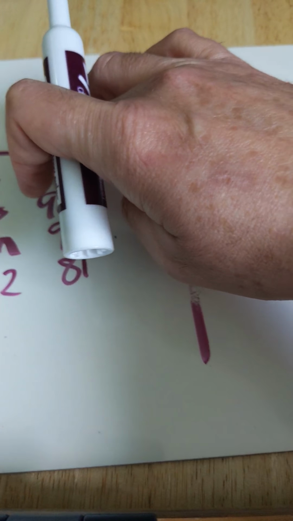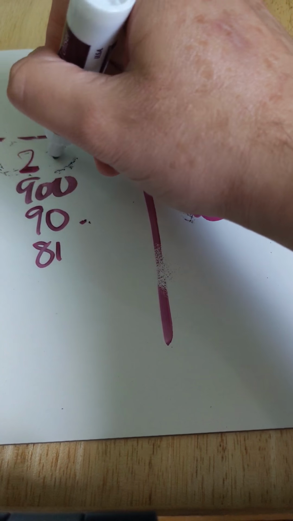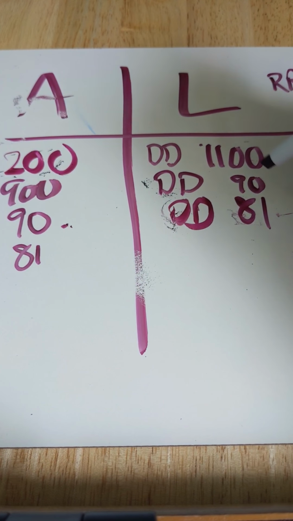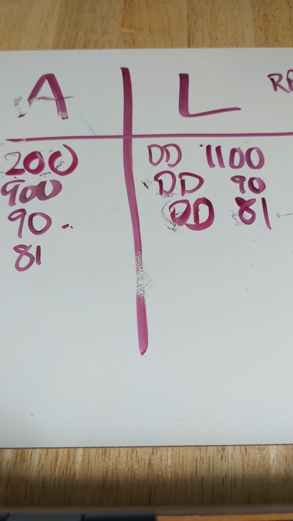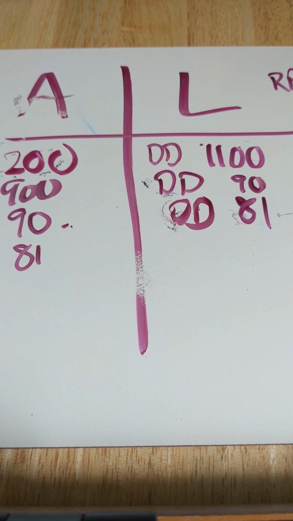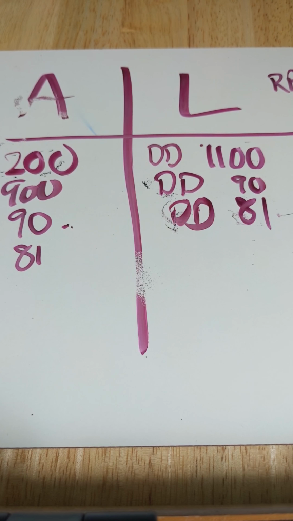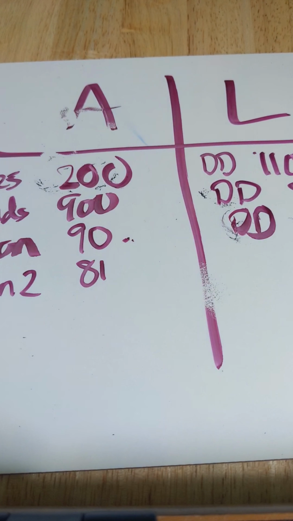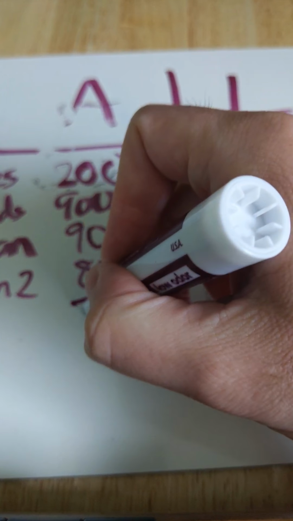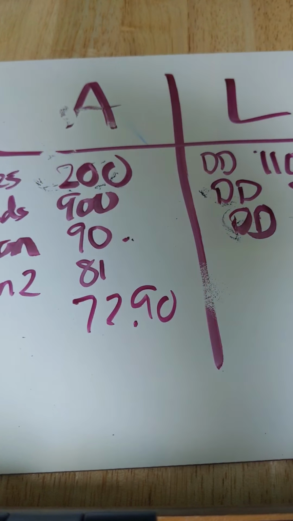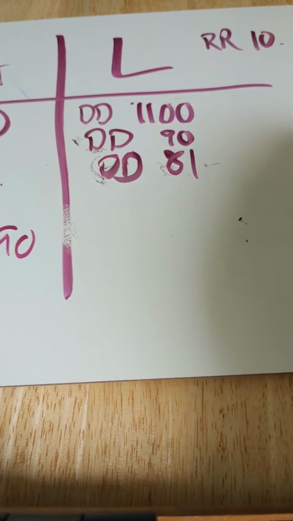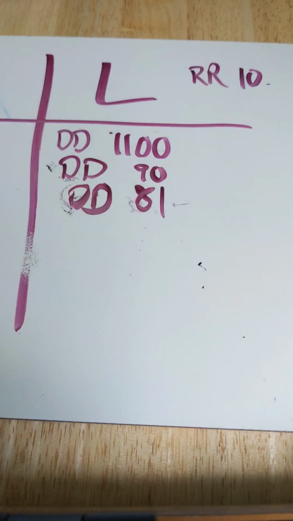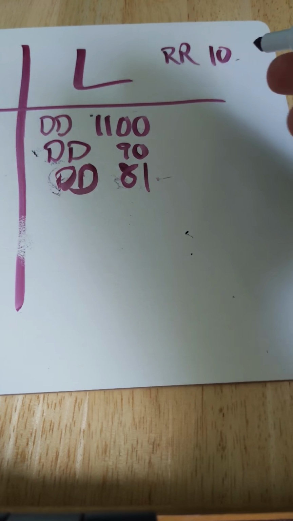This becomes 200 again. Let's see, 1190 plus 81 is 1271. So they have to keep $127.10, which means they can loan out $72.90, and then this becomes $72.90. You know, you get the idea. It's going to keep going and going and going, and each time that happens, that's creating money. So the question is, how much money is going to be created?